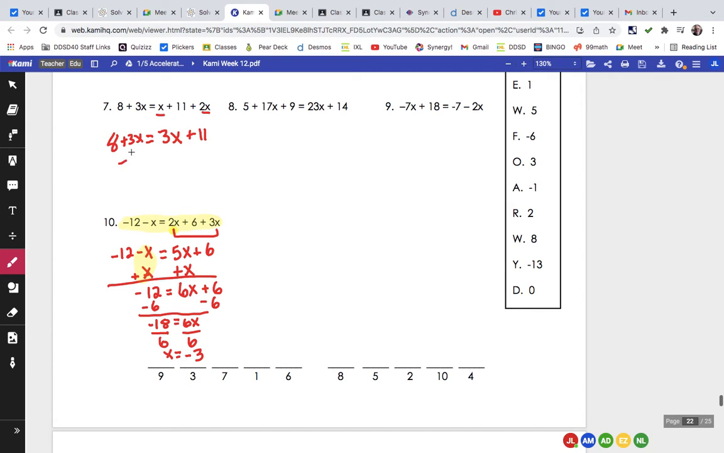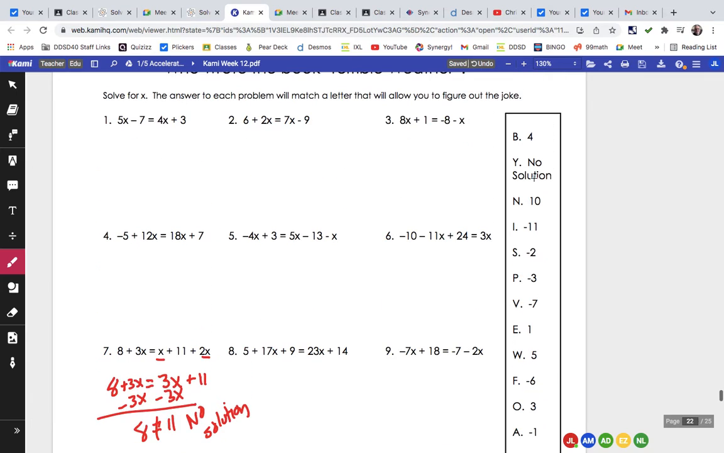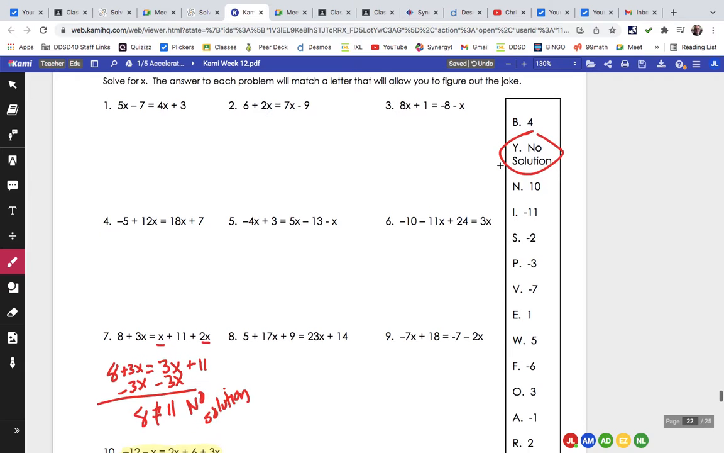We're now going to subtract 3x to create a 0 so that we have the variable on one side. But what happens is we have 0 on this side. So 8 is equal to 11, and it's not equal to 11, so there is no solution. So I'm going to look and see if that was one of the problems I wanted, a no solution. Yep, there it is. No solution. That's an interesting one.